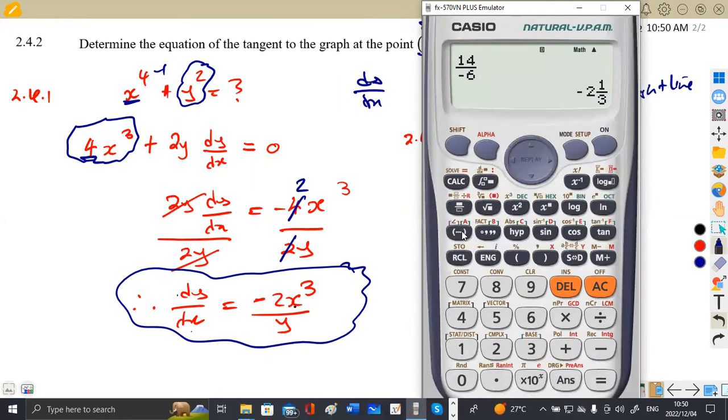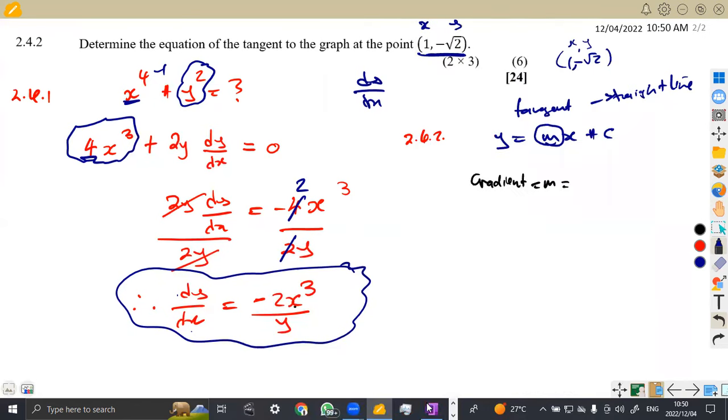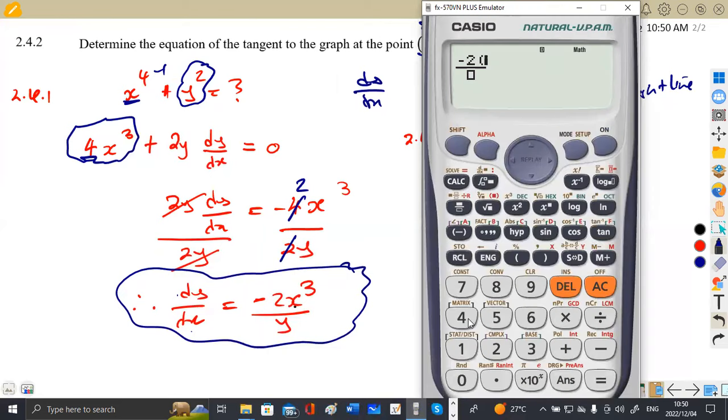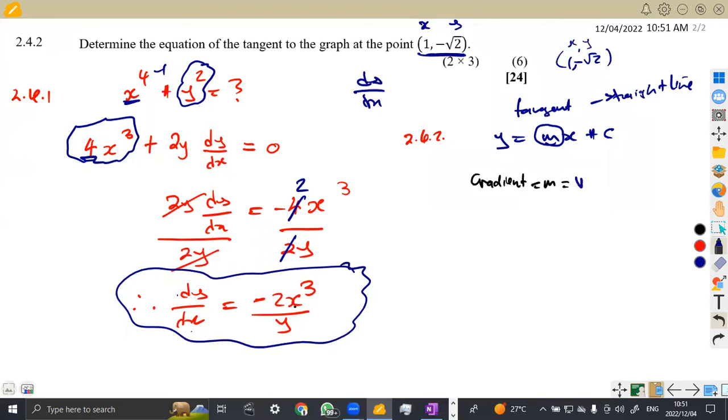So this is minus, okay, let's put a fraction first. So we've got minus 2 times x, which is bracket x. We said our x here is 1. So x, we're going to substitute a 1. So 1 does not affect the exponent of 3. Okay, anyways, let's do it for the sake of others. Then the y there is the minus square root of 2. So we're going to put minus square root of 2 like that. So that is your gradient, which is square root of 2. So m is equal to the square root of 2.